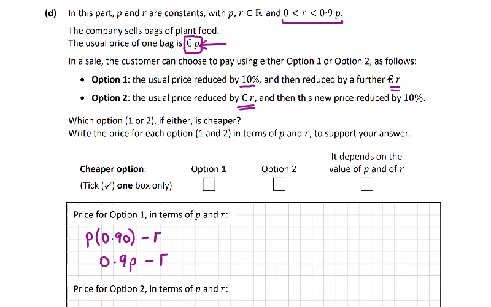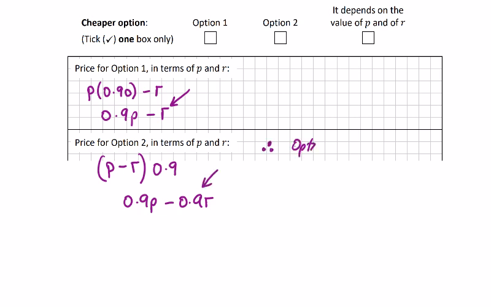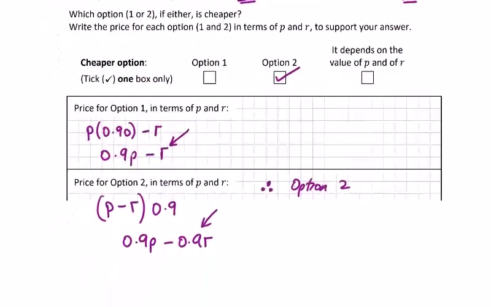Option 2, the usual price reduced by r and then reduced by 10%. So it originally cost p. If it's reduced by r, and then this whole thing is reduced by 10%, we'd multiply this by 0.9. So we're going to get 0.9p minus 0.9r. And regardless of the values, this r here is going to be bigger than 0.9r. Therefore, option 2 is cheaper. Option 2 doesn't depend on the value because price can't be negative. So that's the end of 2024. Hopefully you found it a nice easy paper.